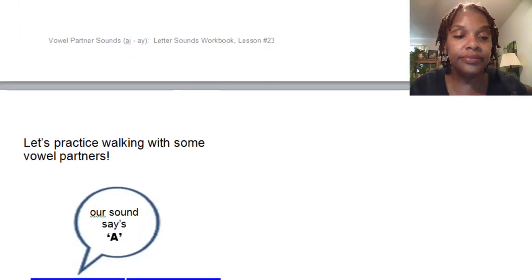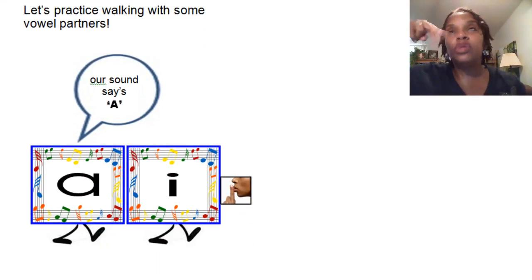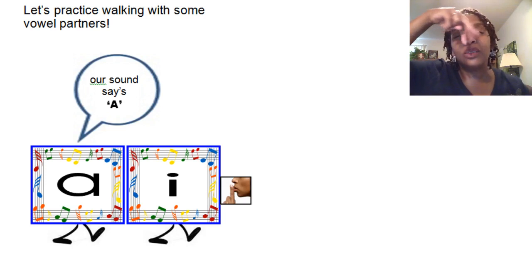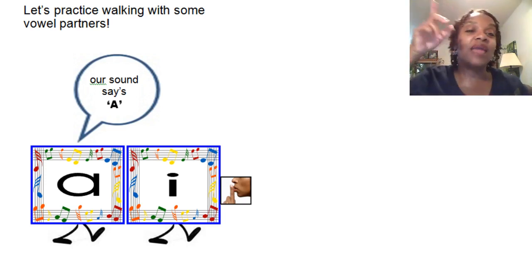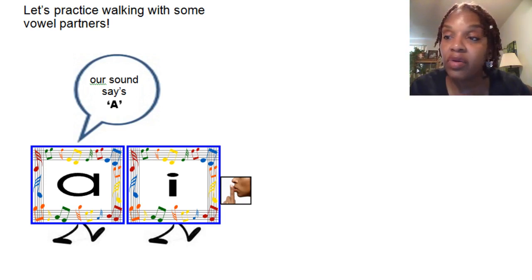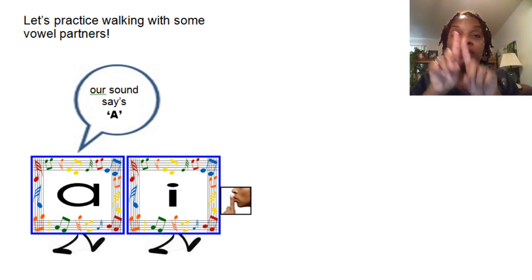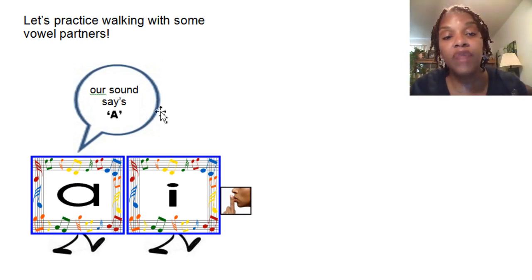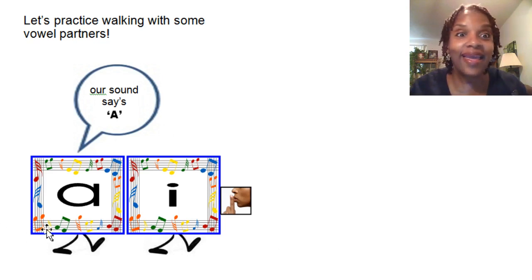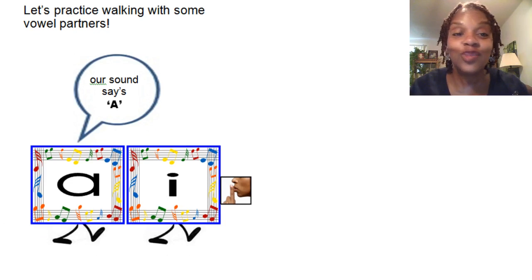All right. So let's practice walking with some vowel partners. I want you to see teeny tiny little legs under the letters. And remember, when you sound them out, only the first one gets to talk. So in this partner here, remember a partner is two different letters getting together to make one new sound. So in this partner, our sound says A, because when two vowels walk, only the first one gets to talk.